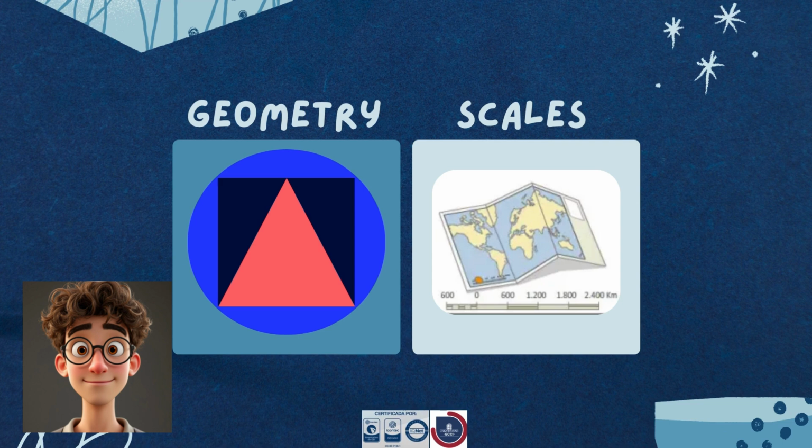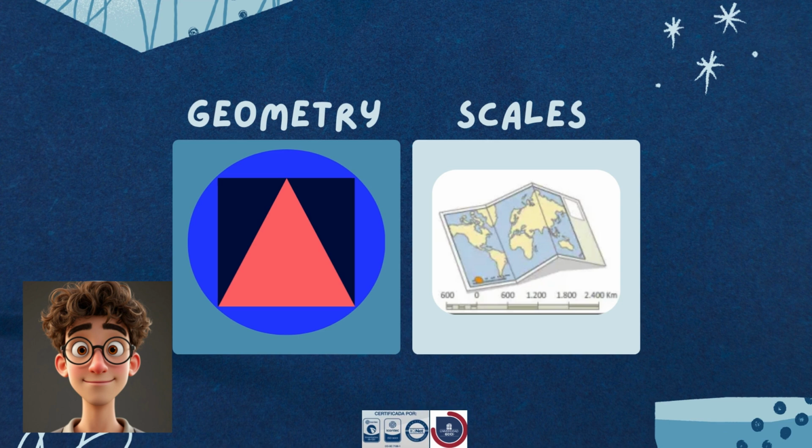We use it and we see it in nature, art, architecture, and engineering, through geometric shapes such as lines, triangles, circles, and polygons. Like the second topic, we see the scales. There are two types of scales. The first one is the numerical scale, and the second one is the graphic scale.